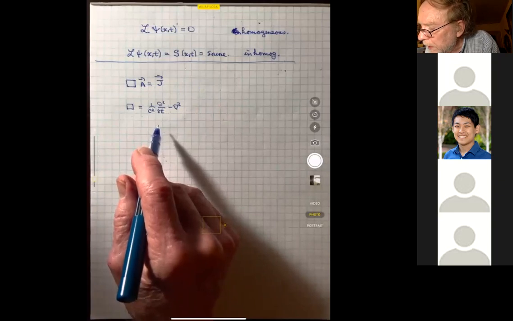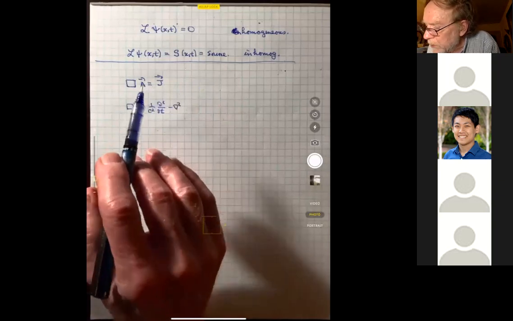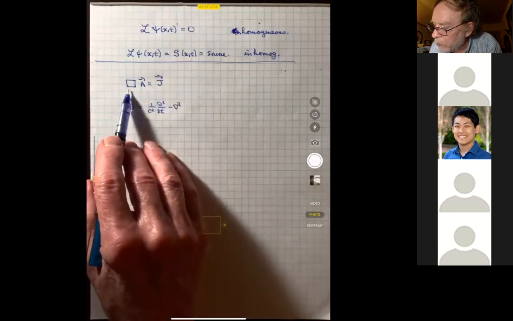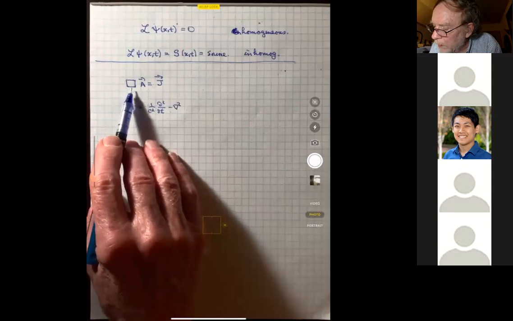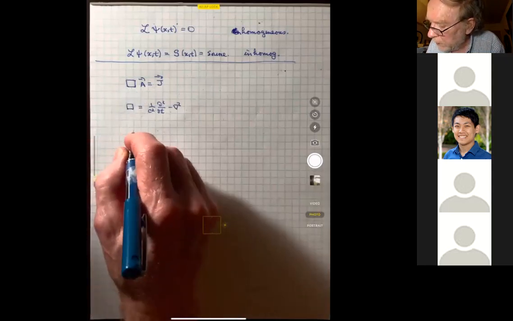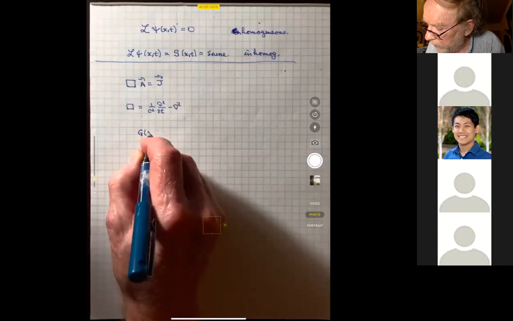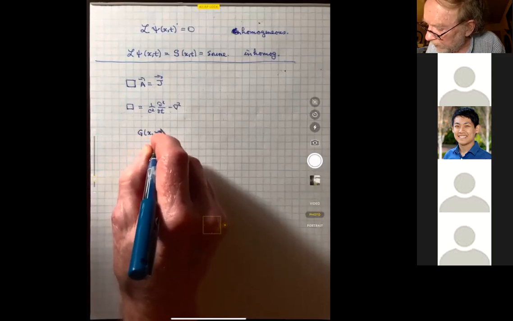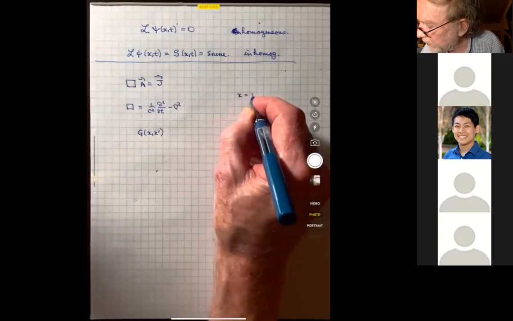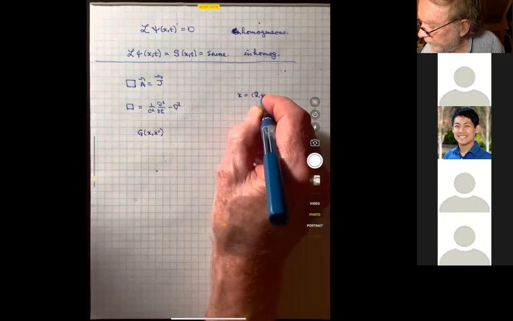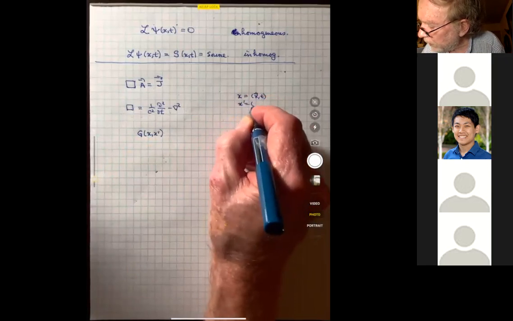Now, how do we solve an equation like this? What we do is we use a Green's function for the D'Alembert operator. The Green's function is a function of two space-time points, and we call them x and x prime. The x here stands for x and t, and the x prime stands for x prime and t prime.